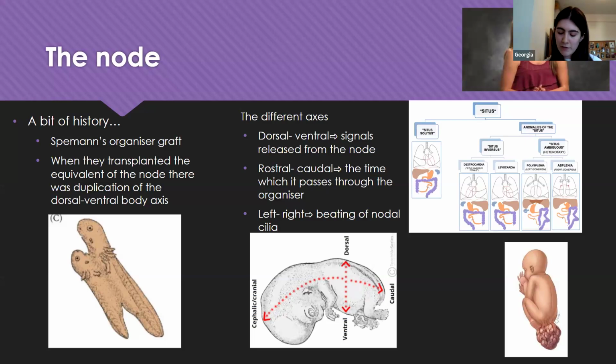There can also be failure of the streak and node to regress at the end of gastrulation, and this results in something called a sacrococcygeal teratoma, which is a tumor containing lots of different cell types because the node is capable of instructing lots of different cell types.